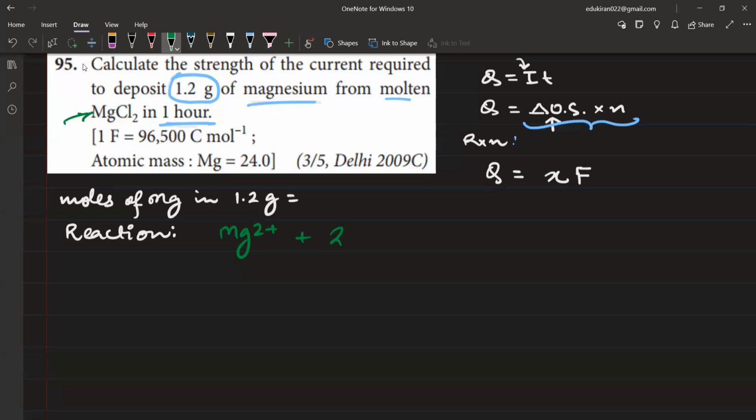Mg2+ plus 2 electrons going to give you Mg. Now what is the delta OS? It is equal to 2. Oxidation change in oxidation state is equal to 2. Moles of Mg will be equal to 1.2 divided by 24. This will be equal to how much?